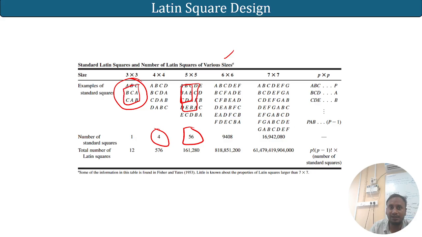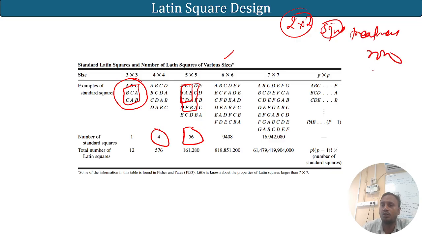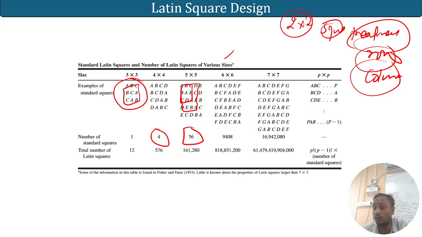Only 3 by 3. The question will come: is 2 by 2 also a square matrix? Yes, but we will not take it because we have the square, treatment, row, column. So we have 3. So we can't go with the 2 by 2. Why I told 3 by 3 only 1? I think hopefully it's clear why I'm saying I can't go with the 2 by 2.